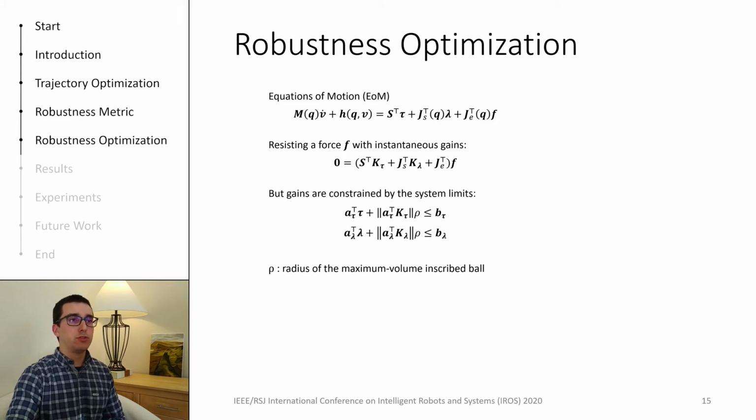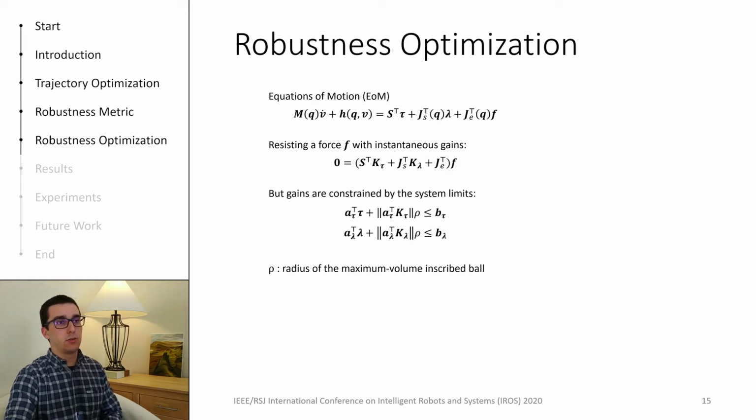Our proposed approach involves considering a virtual force that is applied to the robot. We denoted it here with F. We also consider two instantaneous gain matrices, K tau and K lambda, which map the torques and the contact forces required to resist that force. As we can see from the second equality in this slide, the matrices K tau and K lambda should cancel out the force F. If we do not consider the actuation limits or the friction cone boundaries, we would always be able to find some matrices that are able to cancel any arbitrary force.